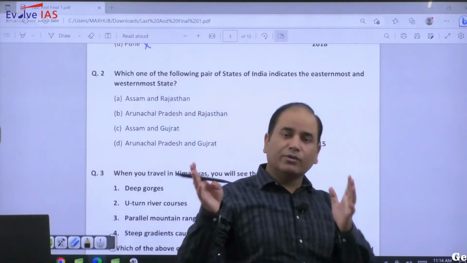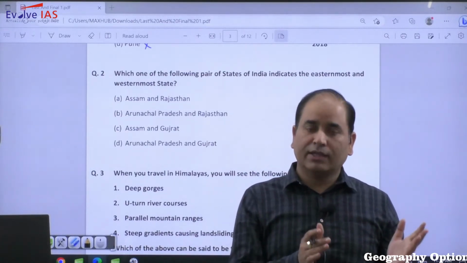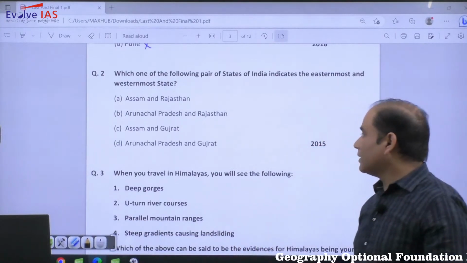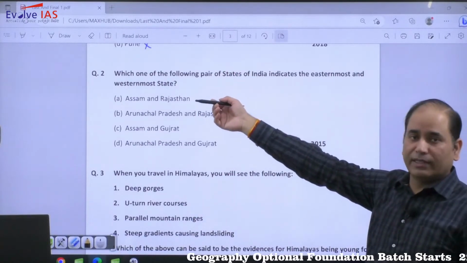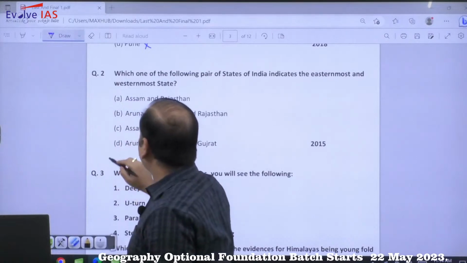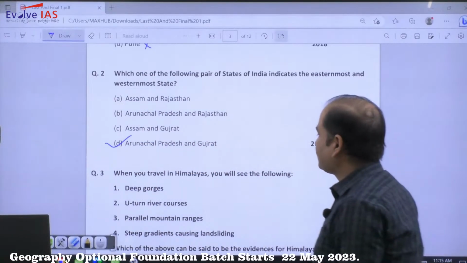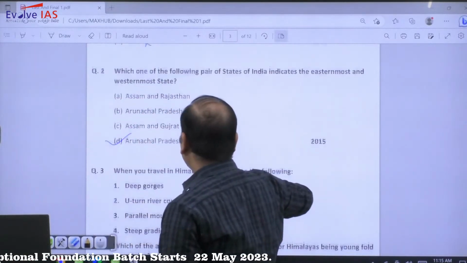So you just need to remember the longitude, 68 degree 7 minute east to 97 degree 25 minute east. 68 degree 7 minute east lies in Gujarat, and 97 degree 25 minute east lies in Arunachal Pradesh. So the answer of this question will be Arunachal Pradesh. Moving to next question.